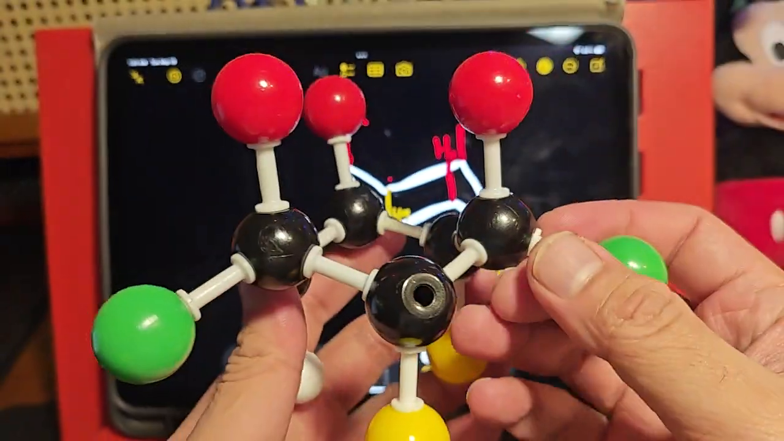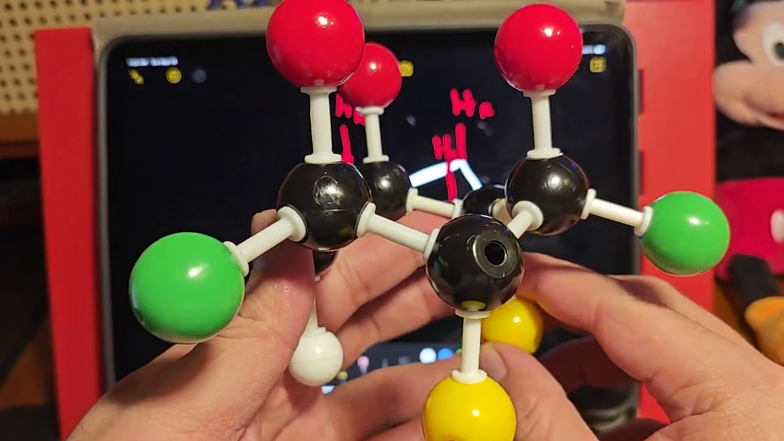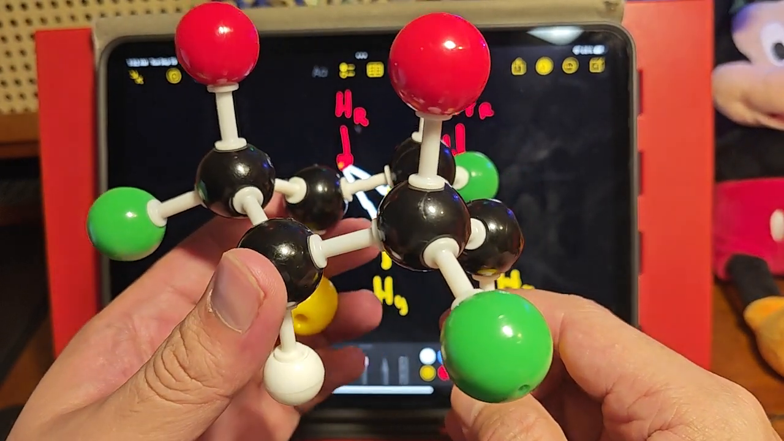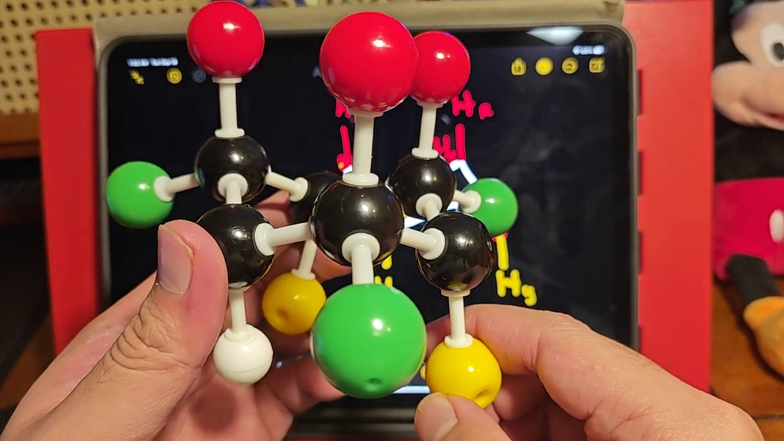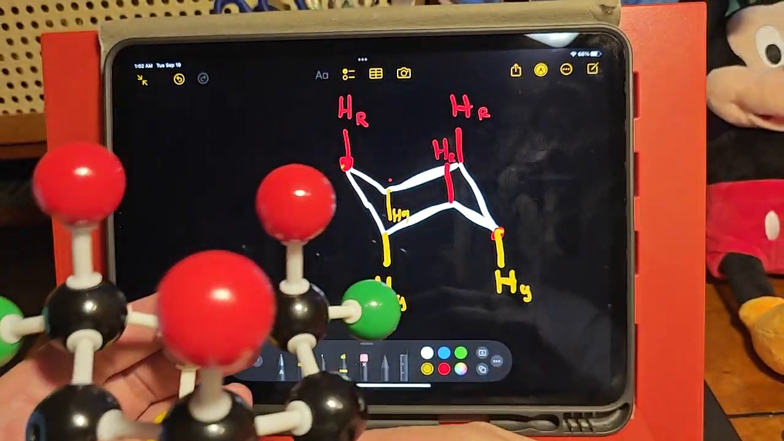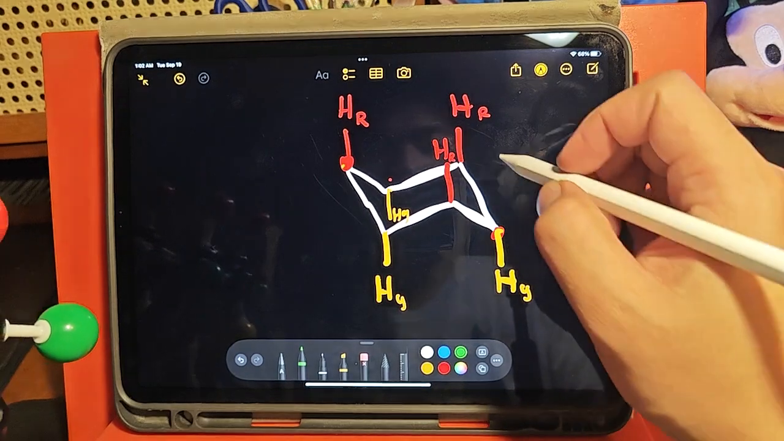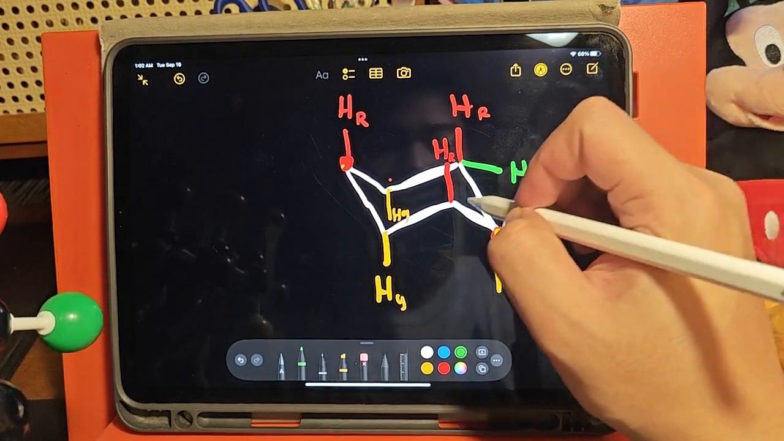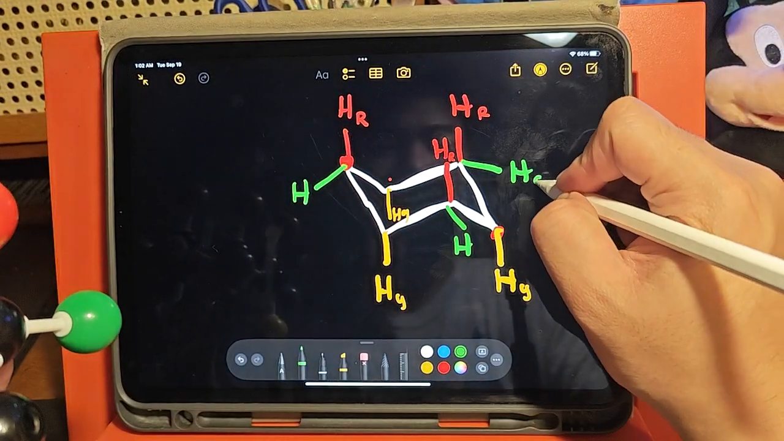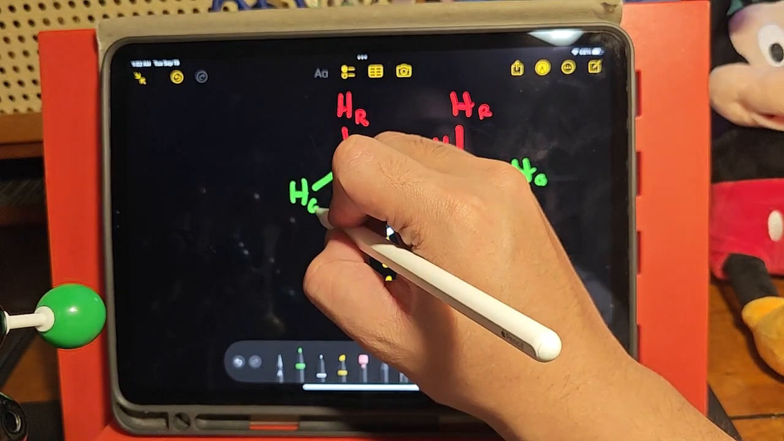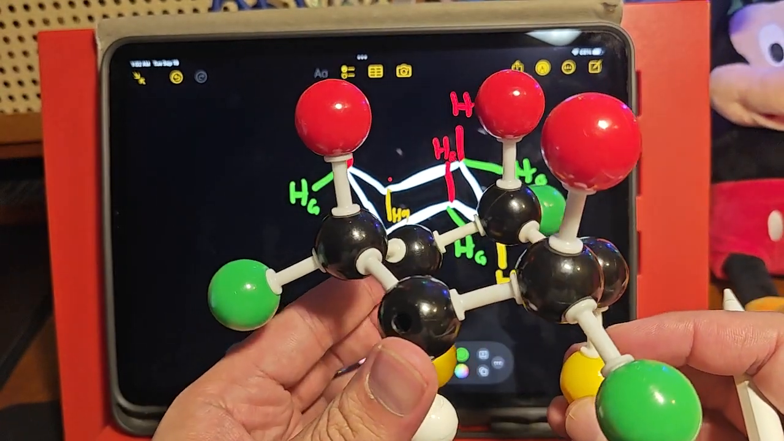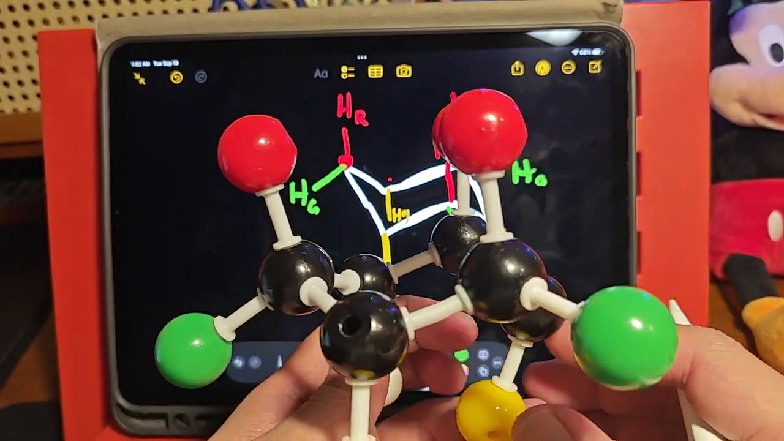And you'll notice that unlike the red and the yellow, the green ones are all going sideways. If you position your drawing correctly, you'll notice that the green ones are going a little bit here, a little bit this way, and a little bit that way. So these are the H sub G, or the green hydrogens of our cyclohexane.